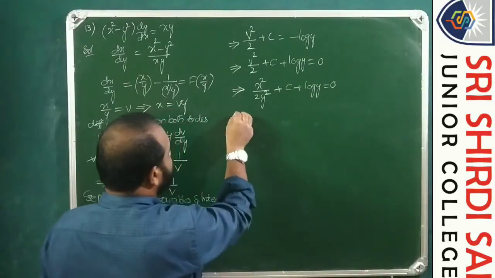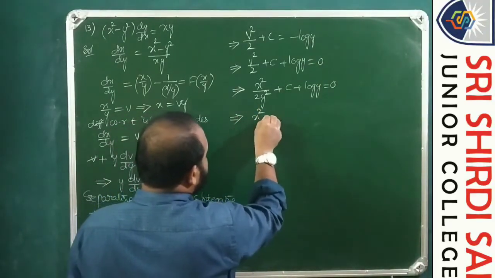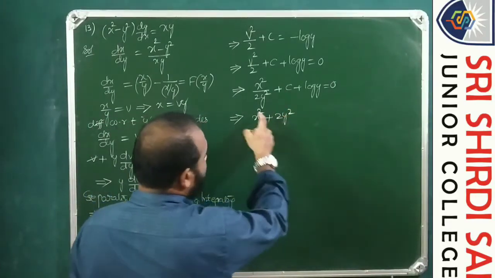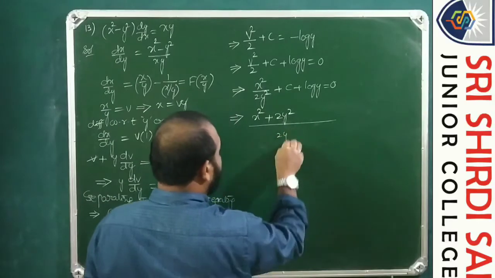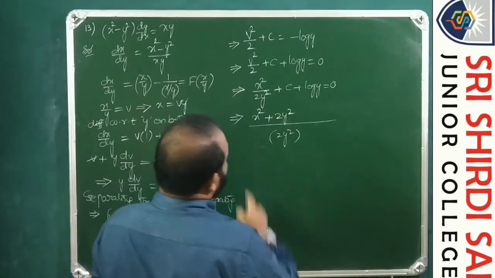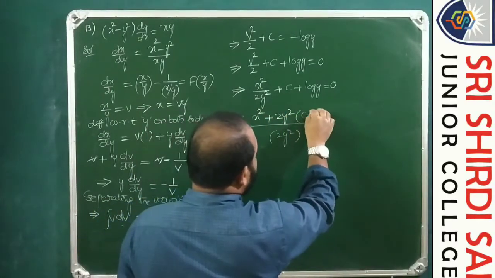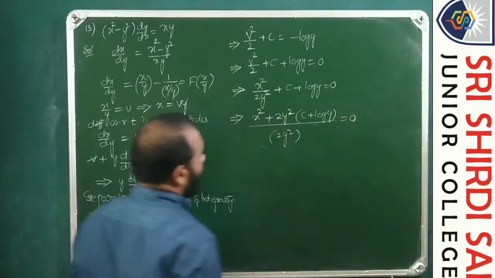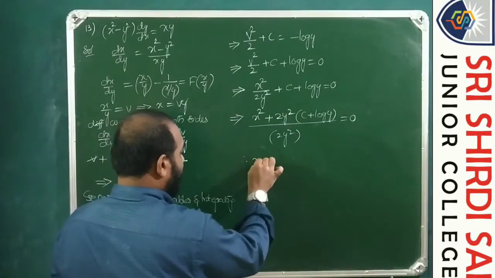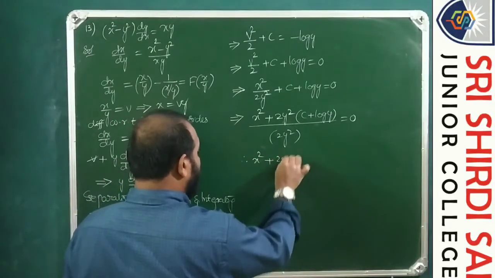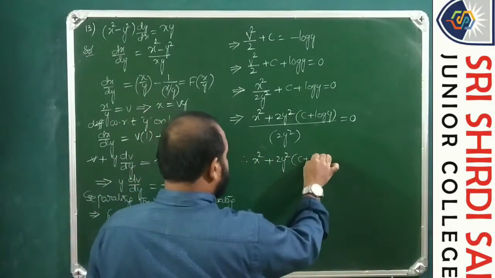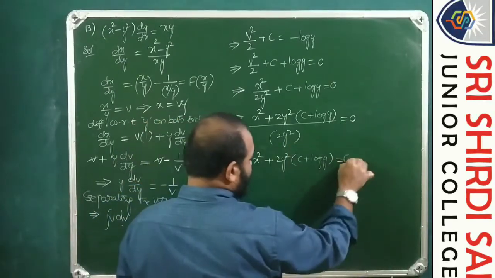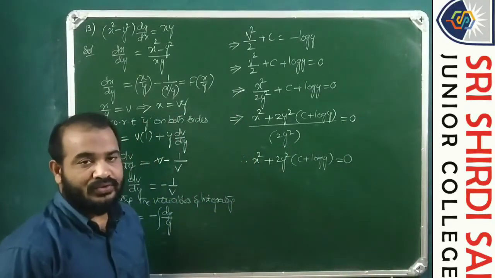So from this, x square plus 2y square, the LCM is 2y square. So 2y square into c plus log y equals 0. Therefore, x square plus 2y square into c plus log y equals 2y square into 0, which is 0, is the required solution.